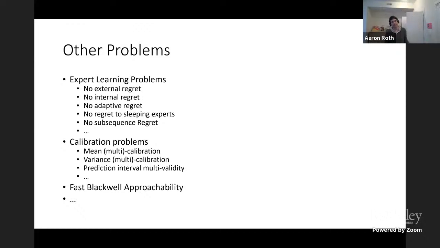Calibration problems, so I'll tell you about mean calibration, but we wrote a paper about calibration for variance. We have these prediction interval, multivalidity results. They all fall out of this framework. You can get a variant of Blackwell approachability from this framework for polytopes that has a fast convergence rate, and other stuff. So I'm not going to remind you what all of these things are, but I'm just going to tell you the framework and then give you some idea of how you can derive results for the problems I've told you about.